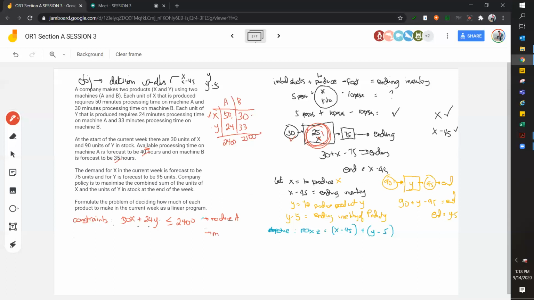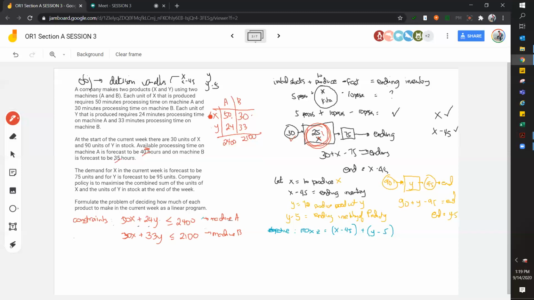Next, for machine B, is 30X plus 30Y less than or equal to 2,100. Questions? Wala po. So, nagamit na ba natin lahat? Will it be enough po? Or sa palagay nyo may kailangan pa?